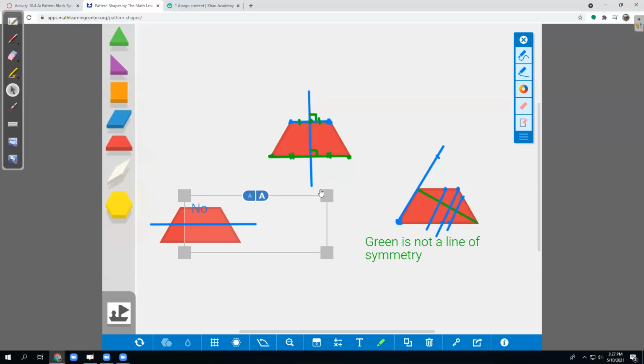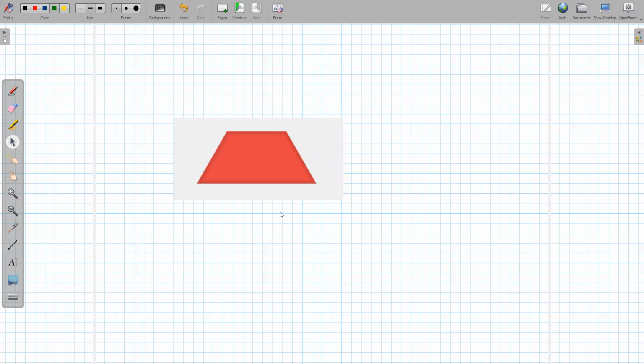So some figures have more than one, some figures have one, some figures have none. It's possible to have no lines of symmetry in a figure. So let's put this in the notebook here too. So right through the middle there. So this seems to be the line of symmetry. Right about there. So on this one, we were only able to find one line of symmetry.